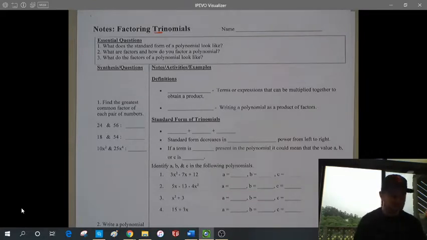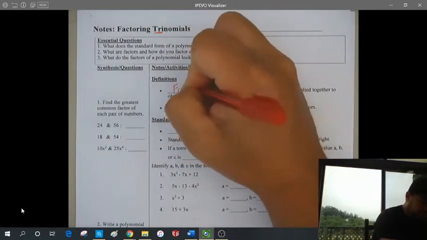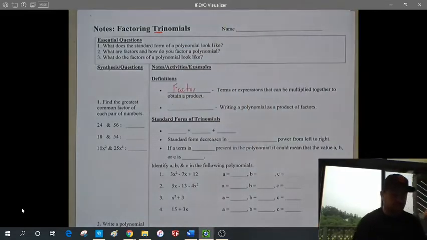Remembering what a factor is, well, this first definition is for the word factor. A factor in math is terms or expressions that can be multiplied together to obtain a product. In other words, they are the numbers that multiply to make other numbers, right? So factors of 12 are 4 and 3, 6 and 2, because those numbers can multiply together to make the number 12.